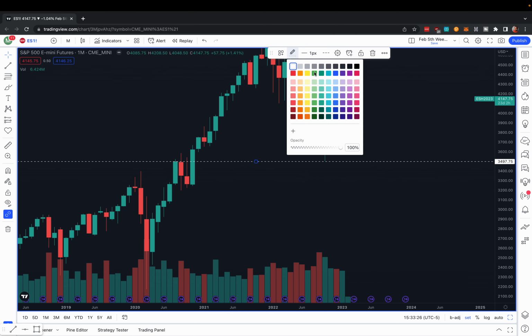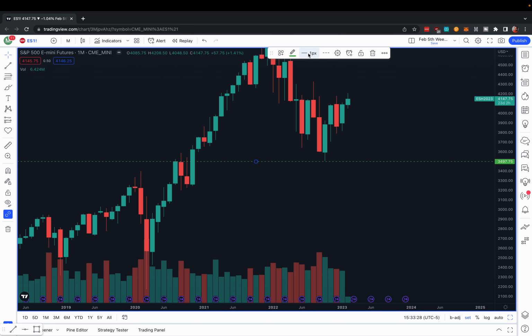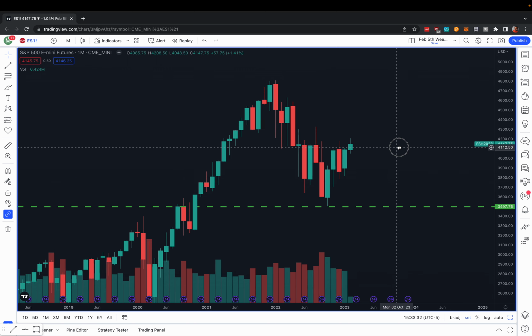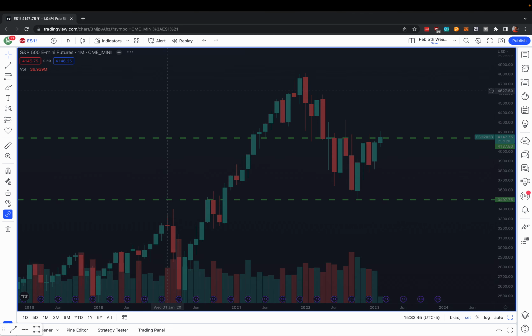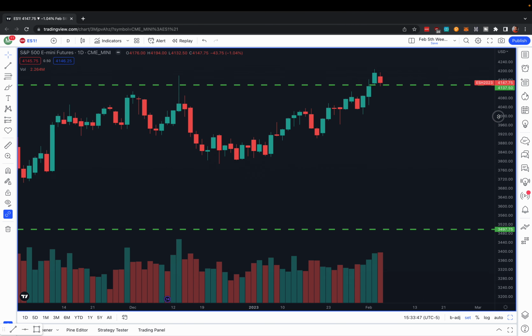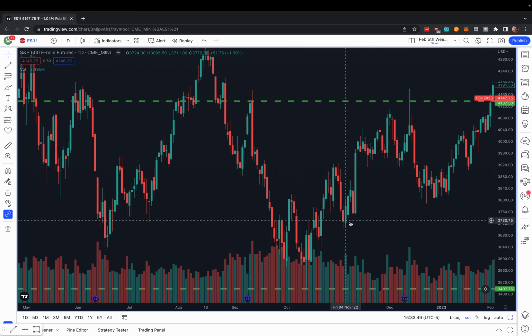I like to do my levels in green. A little bit bigger. And we have a very clear level forming here, interestingly, on the monthly. So I will do a level here. That'll probably show up elsewhere, but that's fine. We're going to go to the daily. And let's see what we have on the daily.